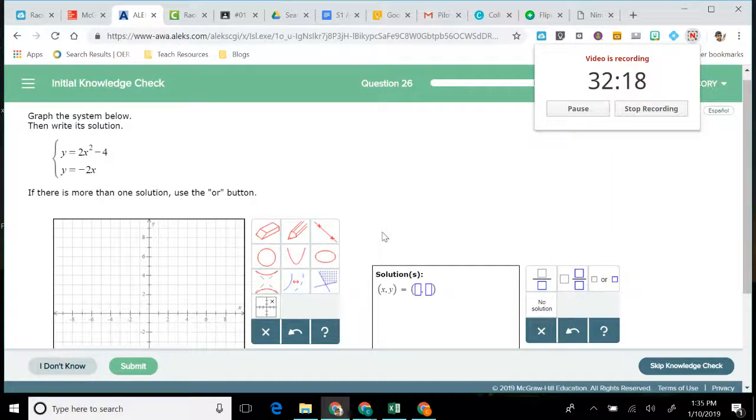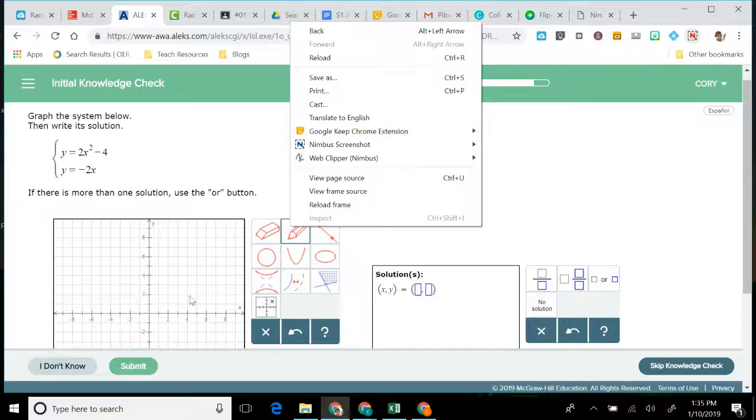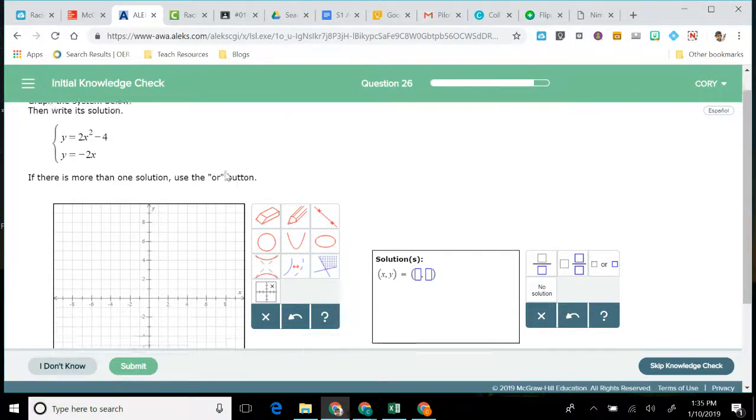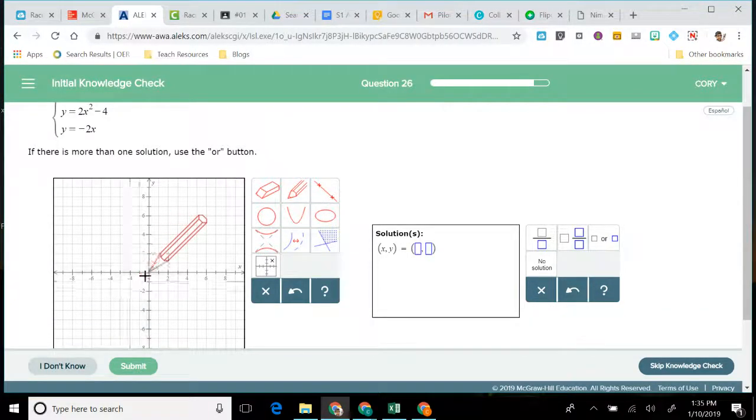All right, so we have another system here. It's the quadratic and the linear system. So we have to find the solution. The first step is to graph these, and I'll graph the linear equation first because it's going to be easier. It has a y-intercept of 0 and a slope of -2, so I go down 2 over 1. Graph the line. Nice and easy.